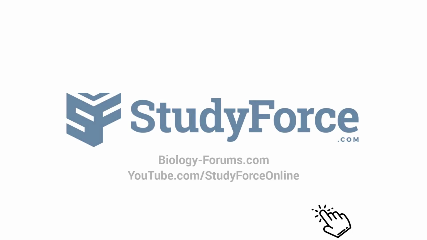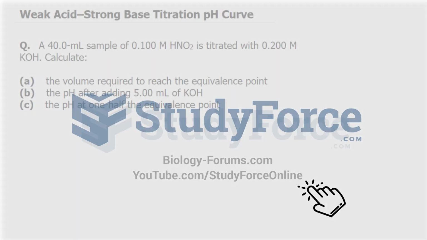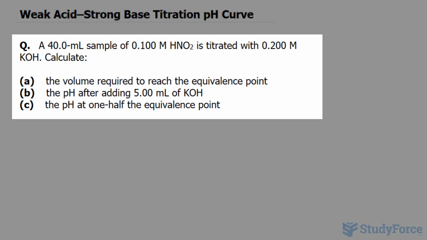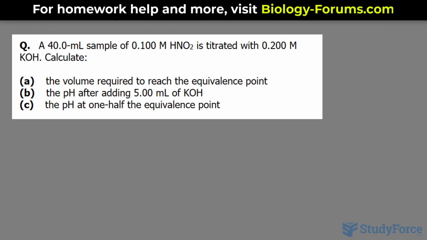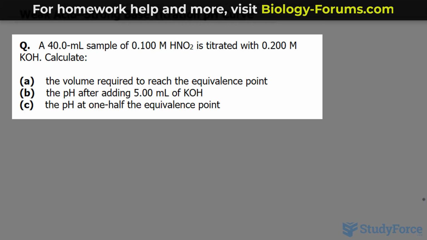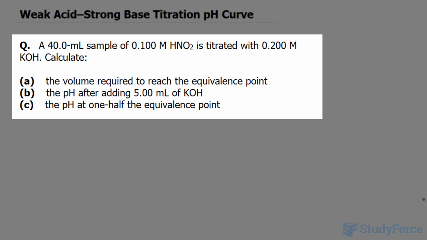In this lesson, we'll discuss titration using weak acids and strong bases. The question reads, a 40.0 milliliter sample of 0.100 molar HNO2 is titrated with 0.200 molar KOH. That's a strong base and that's a weak acid. We're expected to calculate the volume required to reach the equivalence point, the pH after adding 5.00 milliliters of KOH, and the pH at 1/2 the equivalence point.